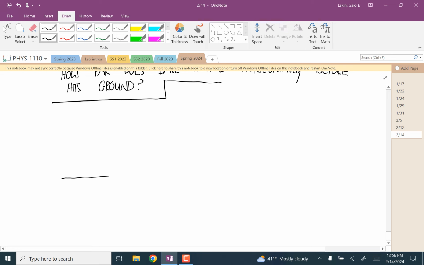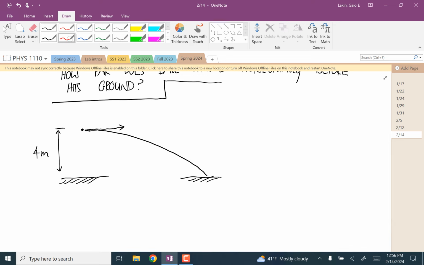Okay, so it's going to look something like this. Here's the ground. This distance is 4 meters. And the ball is going to start out with a horizontal velocity. And it's going to travel in a parabolic path like this. And this is the distance we want to calculate. Okay?